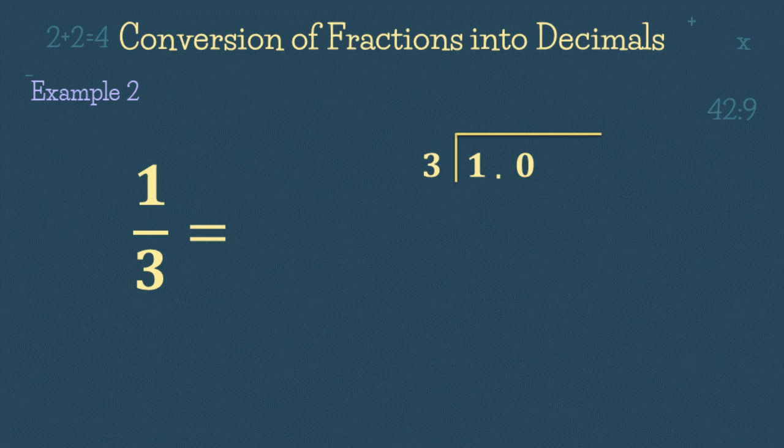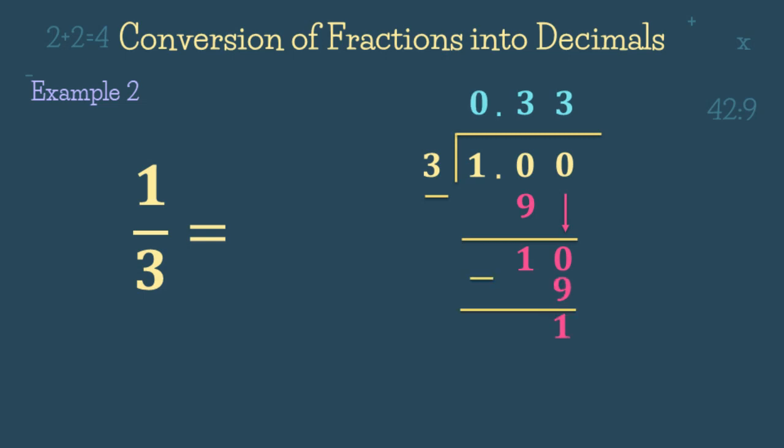Can 10 be divided by 3? Yes, 3 times 3 is equal to 9. So we put 3 above the 0 after the decimal point. 10 minus 9 is 1. So we have a remainder 1. Add another 0, then bring it down. Can 10 be divided by 3? Yes, it can be divided by 3. So we put 3 above the second 0 after the decimal point. 10 minus 9 is 1. So we have a remainder 1.